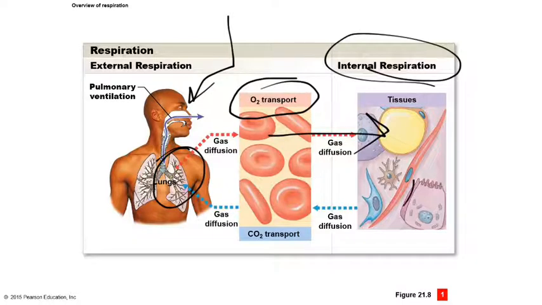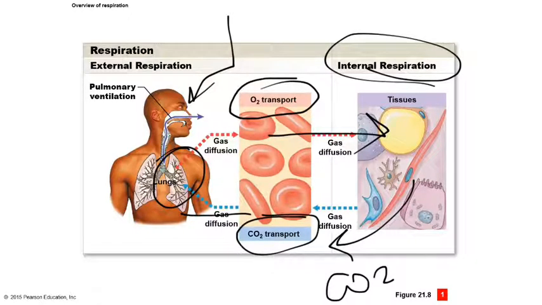That internal respiration of each of your cells is now producing CO2. That gas will diffuse out of the cells into the capillaries, be transported back to the lungs, and then sent out through external respiration into the environment.